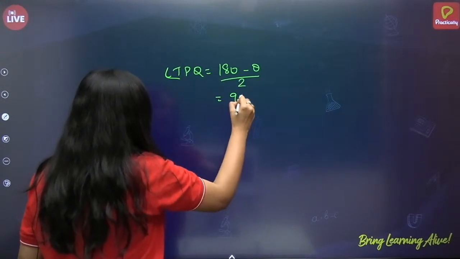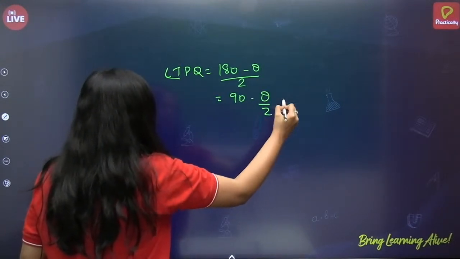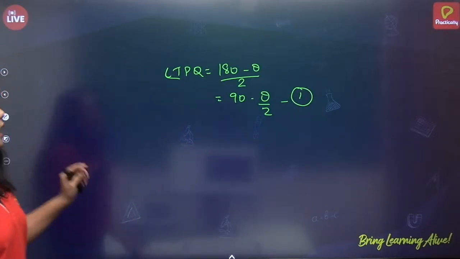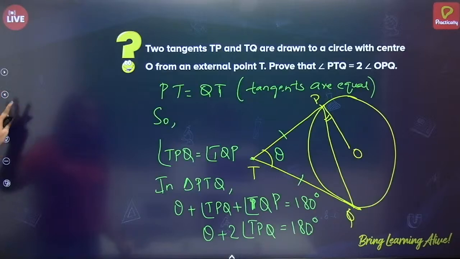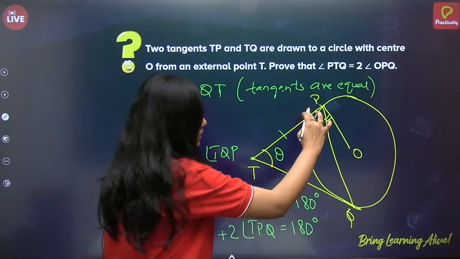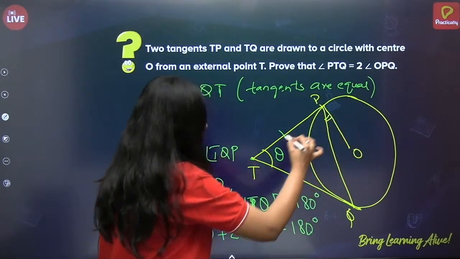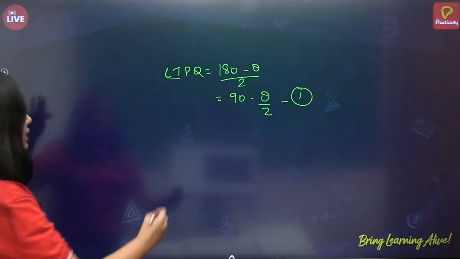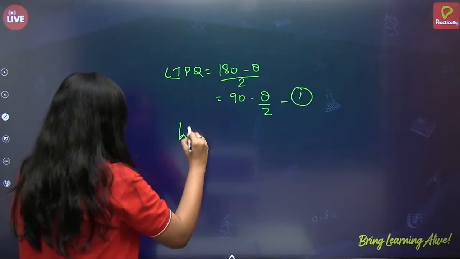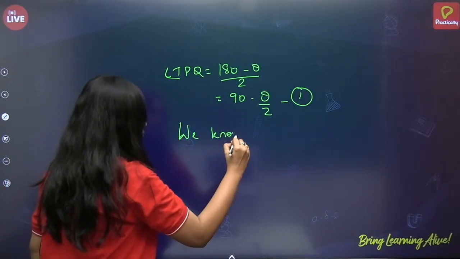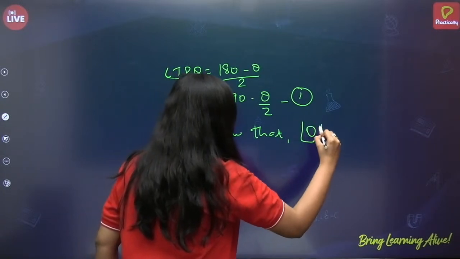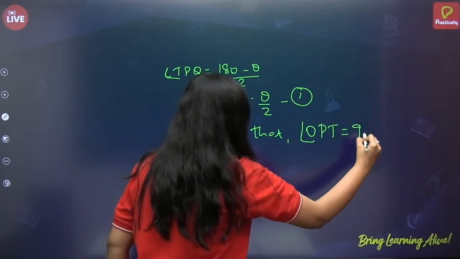That is 90 minus theta by 2. Let me name this as equation 1. Okay. Now, next what do we know? We'll check now here. We know that angle OPT is equal to 90 degrees. Correct? So, let us write. We know that angle OPT is equal to 90 degrees.